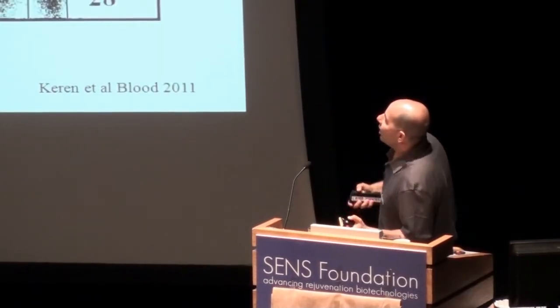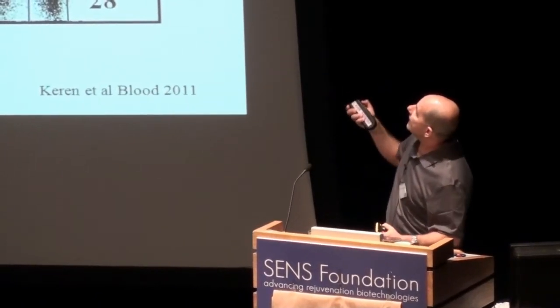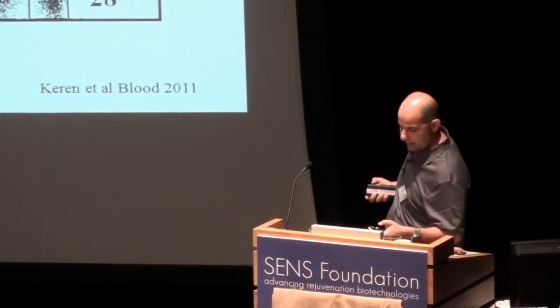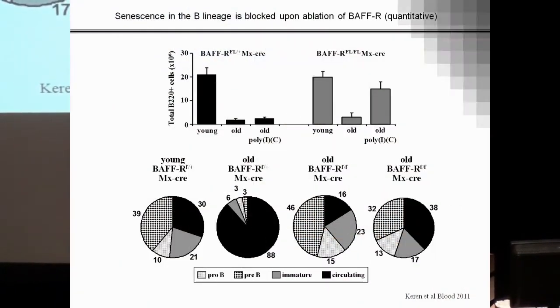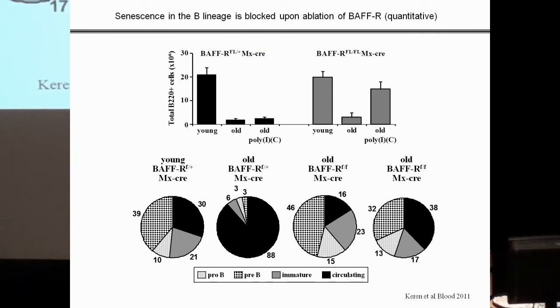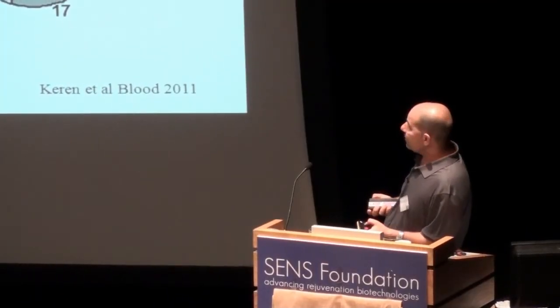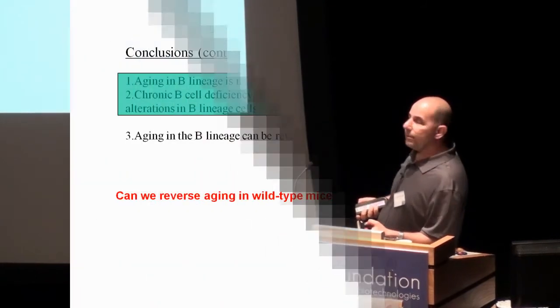So now, if you do that in an old mouse, and you apply this depletion system, you see that this mouse has regenerated the whole B-lineage in the bone marrow. This is an old BAFF mouse treated with this. You can now quantify the number of B cells and look at the pro-B, pre-B, and immature. You see that the vast majority of the B cells in the bone marrow of these old mice belong to the early lineage. This is relative to the old one. So aging in the B-lineage can be reversed.